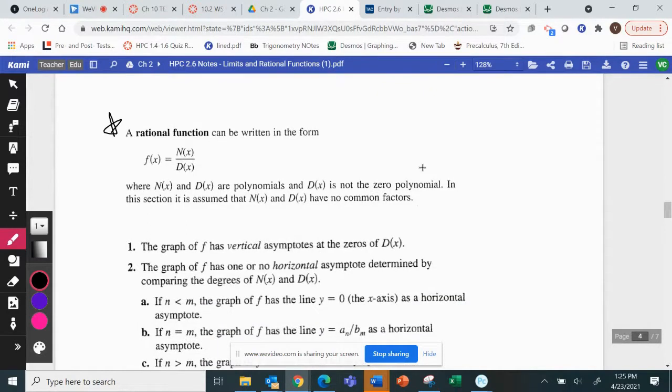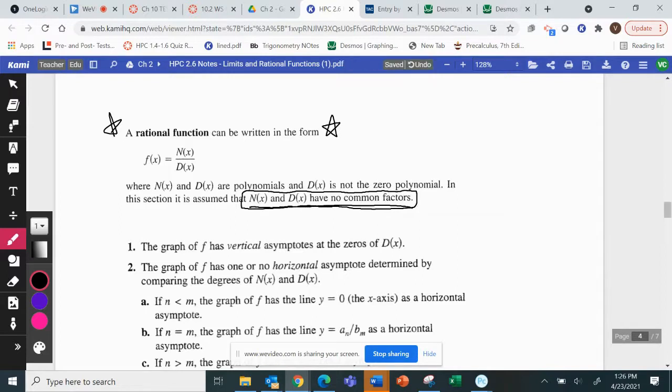So here's some information about rational functions. Rational functions can be written in the form of the function is equal to a numerator function divided by a denominator function. So it's like a function divided by a function. One thing that is important is that the denominator is not 0 and that the numerator and the denominator do not have any common factors.